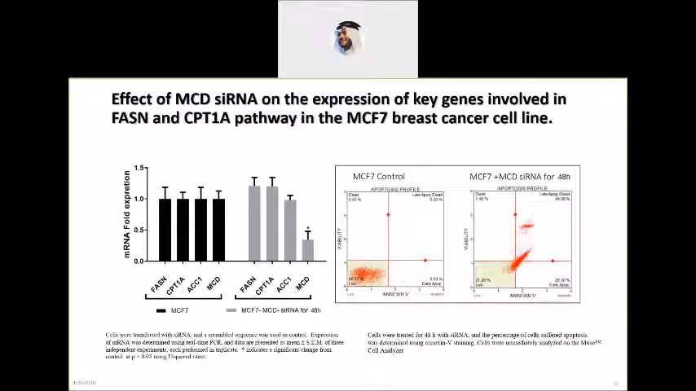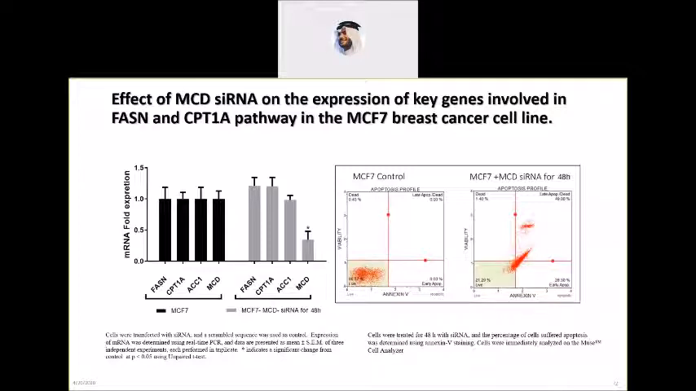After that, to examine the effect of using MCD small interference RNA on gene expression, we treated the MCF7 cells with the MCD small interference RNA. After incubation of the cells with the small interference RNA for 48 hours, this results in a significant decrease of around 70% in the MCD messenger RNA expression. After that, we test this effect on the other genes by RT-PCR. We found that there is no significant change. There is a little increase, but it's not significant for other cells.